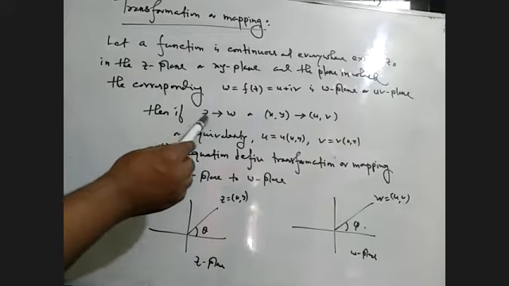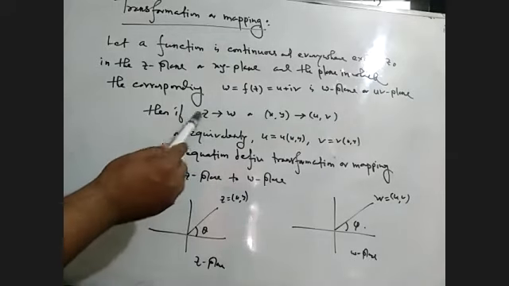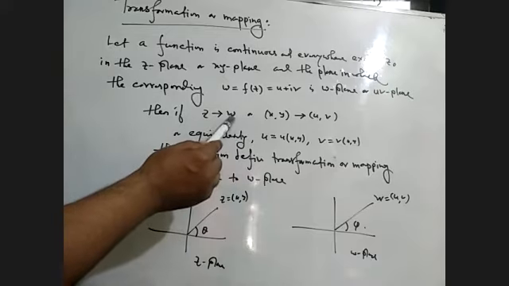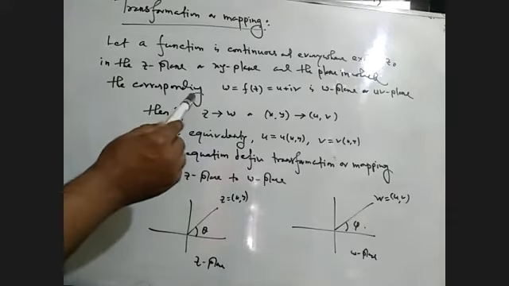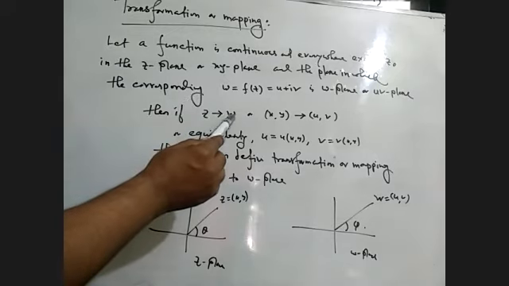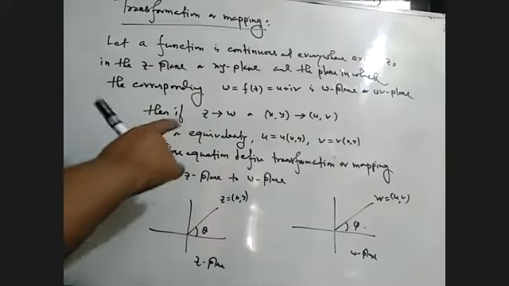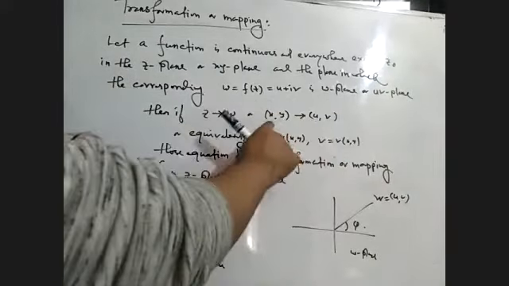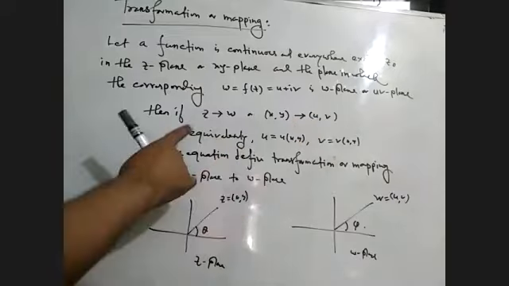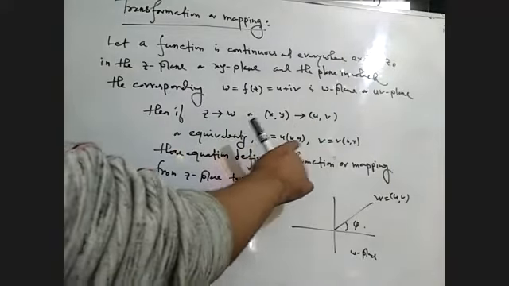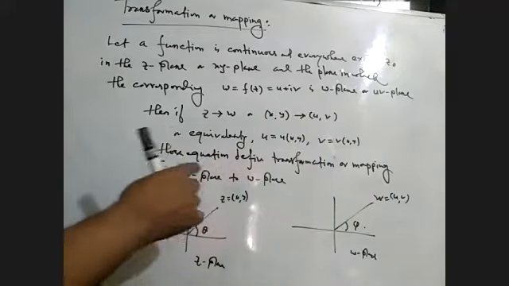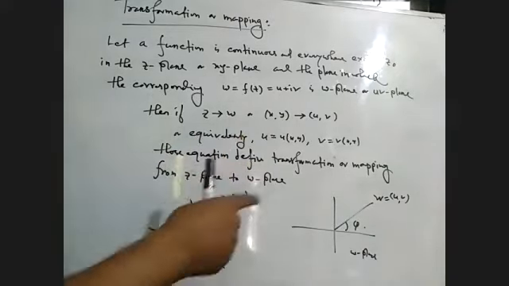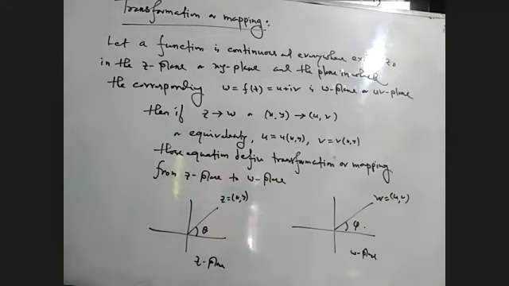Then z maps to w, where z is the input and w is the output. That means w is the image of the function. The z variable is x, y, and the w variable is u, v. So xy transforms to uv, or equivalently u is a function of xy and v is also a function of xy. Then those equations define the transformation or mapping from z plane to w plane.